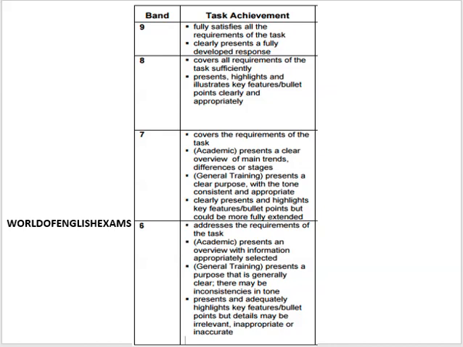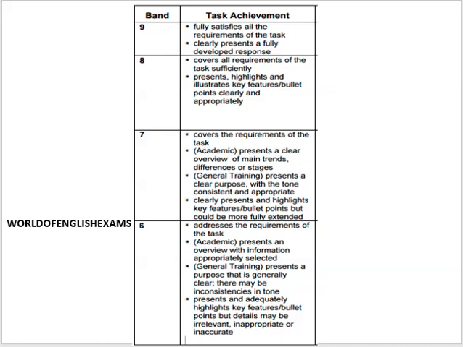Then in the case of the general training test, presents a clear purpose. So as we already discussed, specifying the purpose clearly and accurately is the key to getting a higher band score for the general training IELTS writing test. Then, with the tone consistent and appropriate.